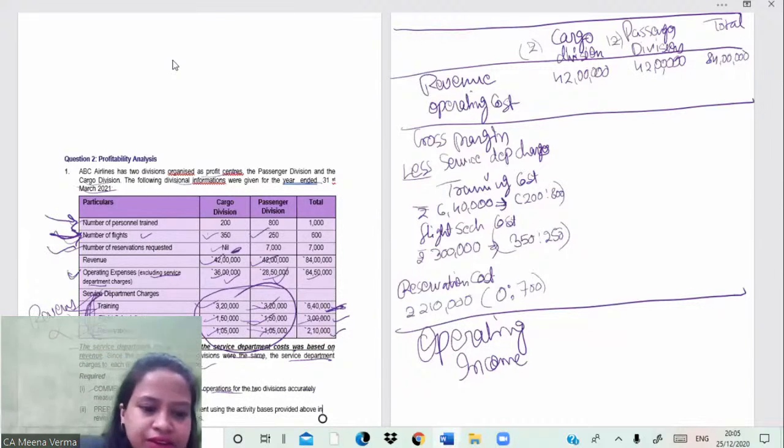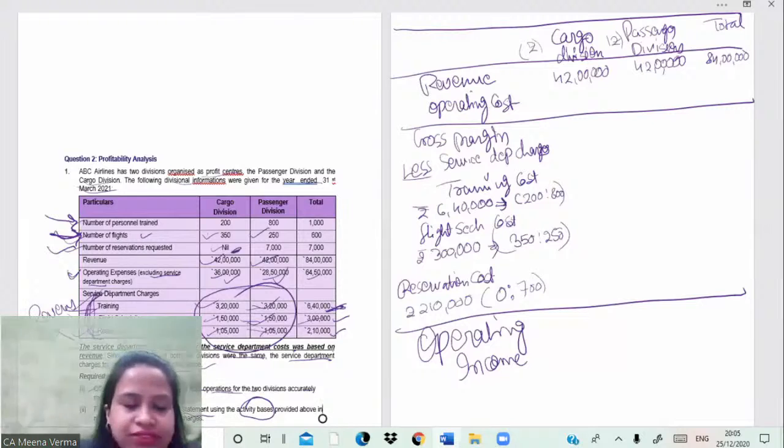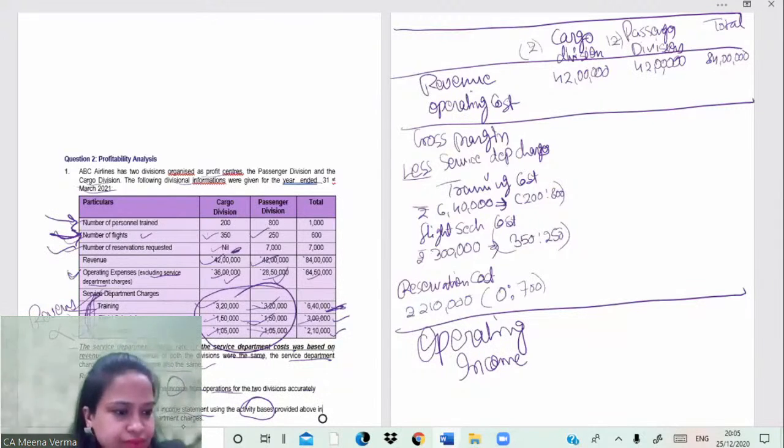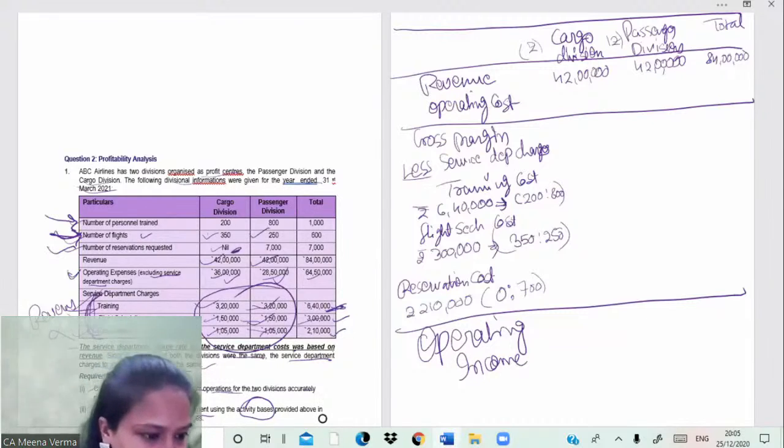See, it is given here. Prepare the divisional income statement using the activity base. That is why we have considered the activity base in order to apportion the cost, because apportioning on the basis of revenue is not the right way. Okay, I got an answer from Raman. Very good.